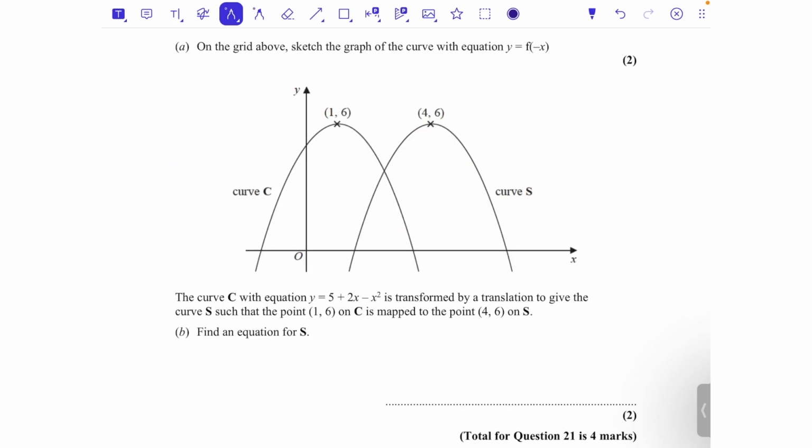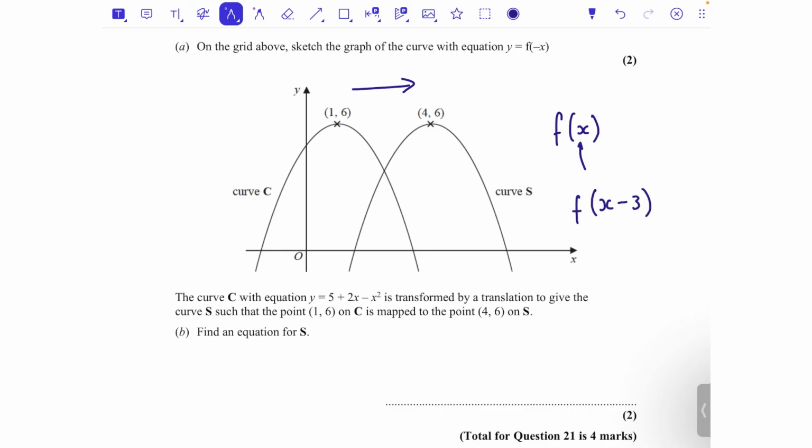And then for part B, the curve C with equation y equals 5 add 2x minus x squared is transformed by a translation to give the curve S such that the point (1, 6) on C is mapped to the point (4, 6) on S. So this quadratic has been moved 3 places to the right. So we would start with f of x. When we move it 3 to the right, we know that change is happening in the x direction, and so we need to change what's inside the bracket. Inside the bracket is always the opposite of what you'd think. You'd think if we're moving right, we would be adding 3, but it's actually f of x minus 3.